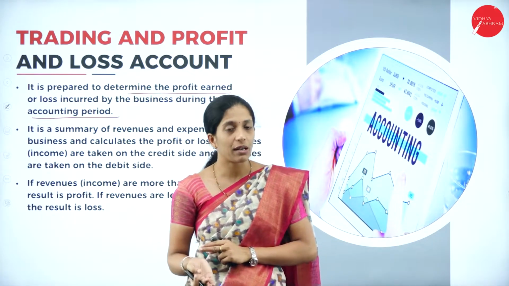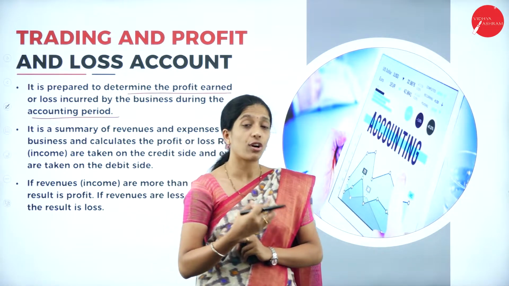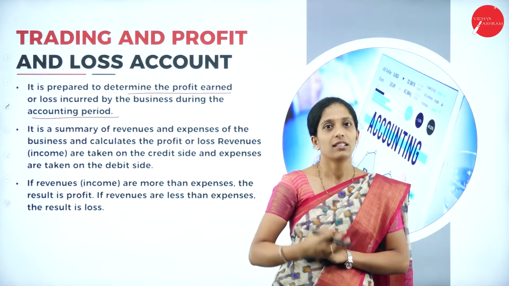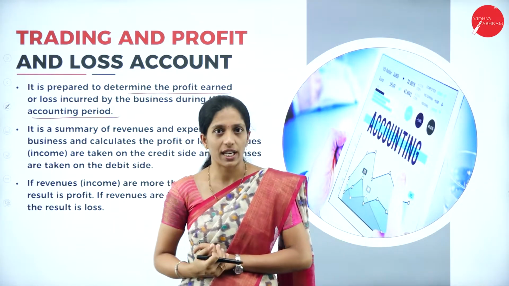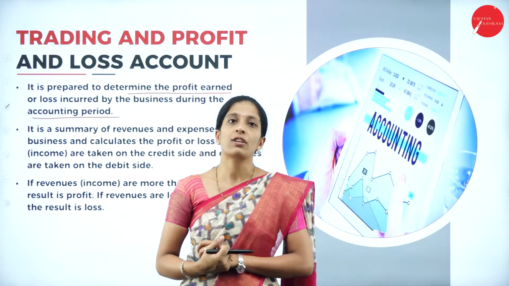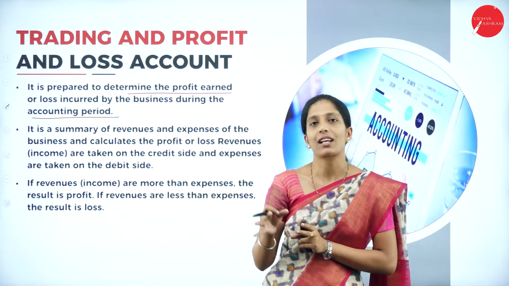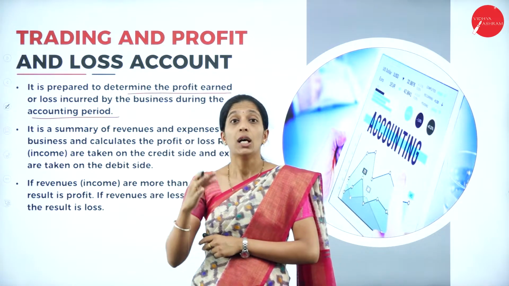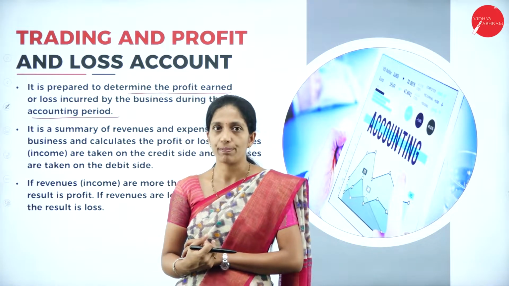Suppose the accounting period may be 6 months, or the financial statement can be prepared only for each and every quarter where 3 months will be there, or for a particular year, that is 1 year duration. So, normally we are going to prepare the financial statement for 1 year. So, normally the accounting period will be 1 year where it starts from 1st April and ends on 31st March.